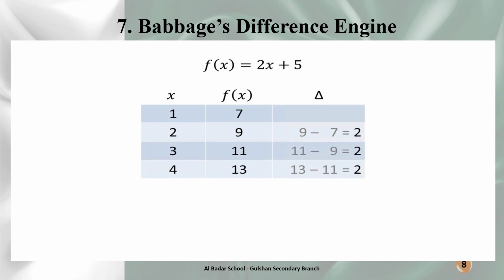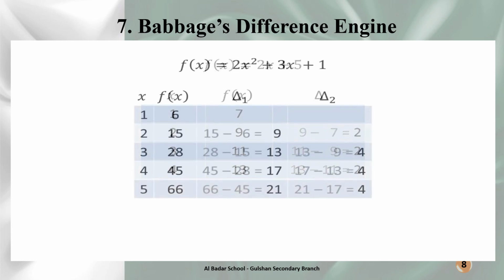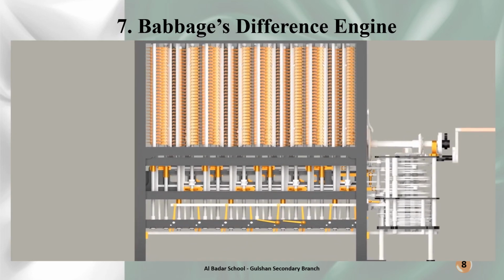Notice that if we take the difference of any two consecutive rows in this table, we always get the same value. In this case, the value 2. A similar thing holds for second-degree polynomials, like f(x) = 2x² + 3x + 1, except that now we have to compute two columns of differences before we get a constant value. Polynomial functions using the method of finite differences.